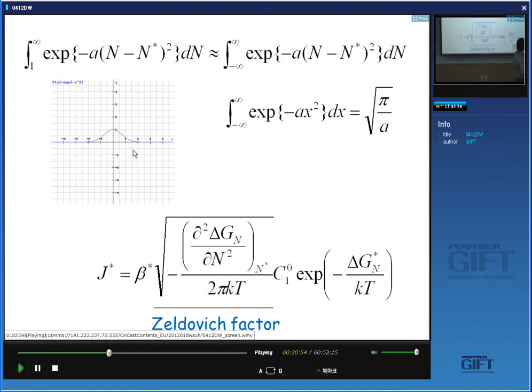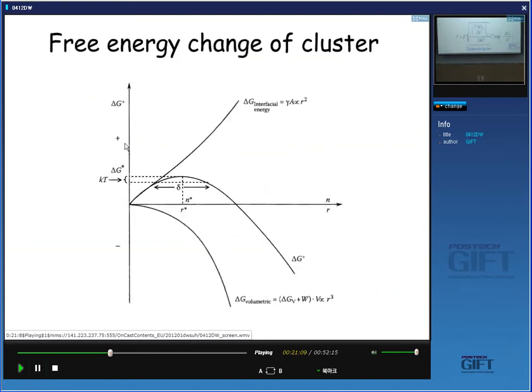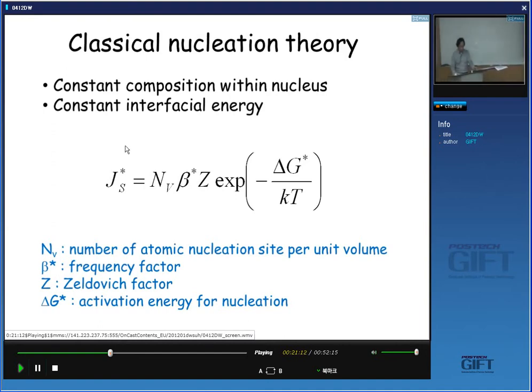And actually, this value corresponds to the Zeldovich factor in the first slide I showed you, the final form of the steady state nucleation rate. Okay, so this is the way to derive the steady state nucleation rate. And now you can understand what the meaning of each variable in that equation is.